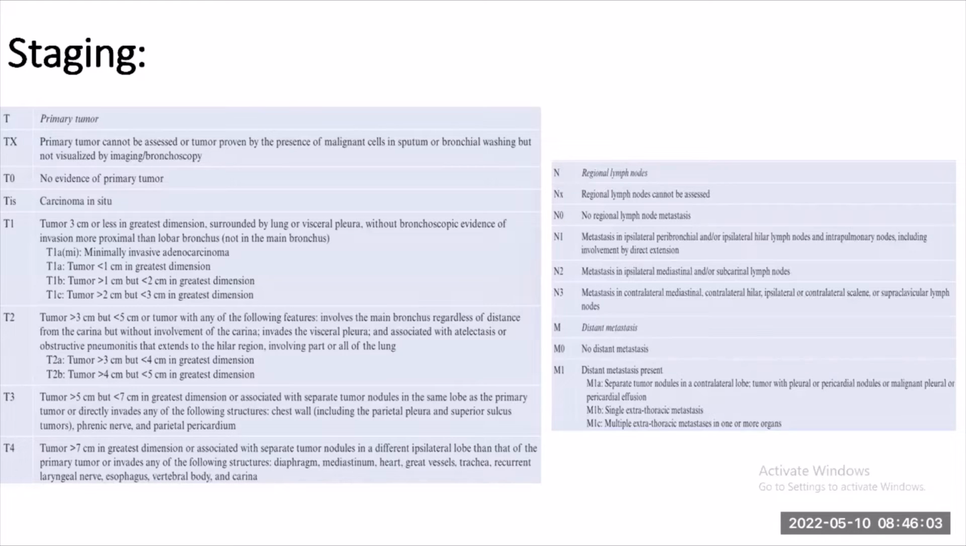N1 would be a metastasis in ipsilateral peribronchial and/or ipsilateral hilar lymph nodes and intrapulmonary nodes, including involvement by direct extension.